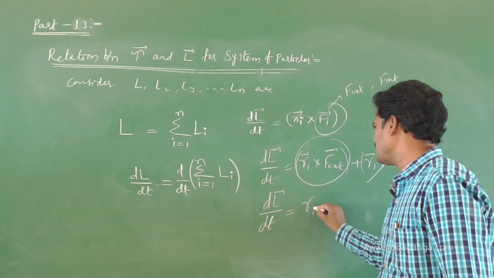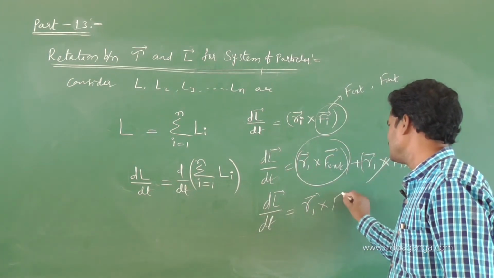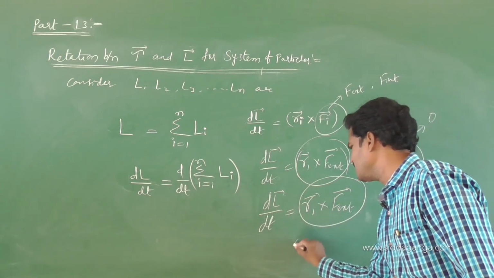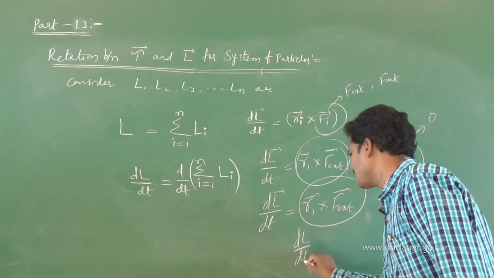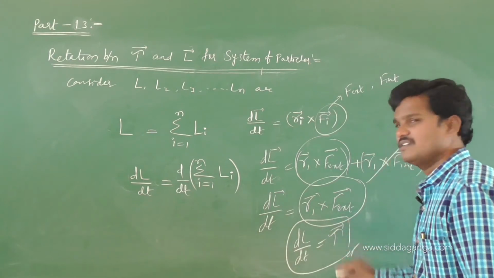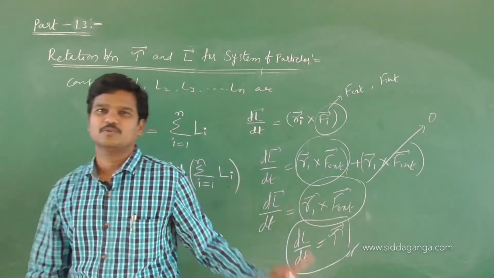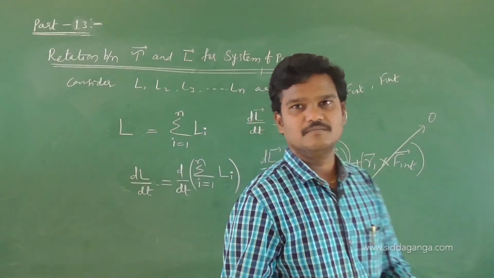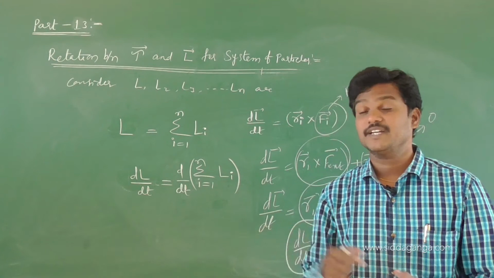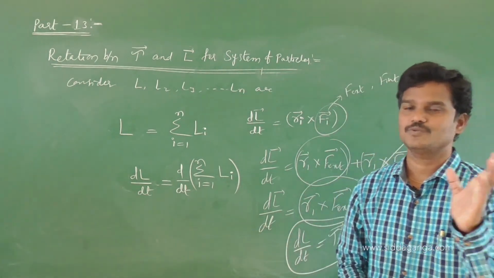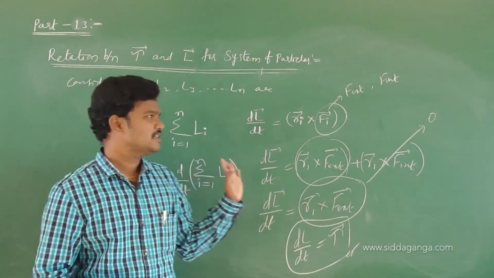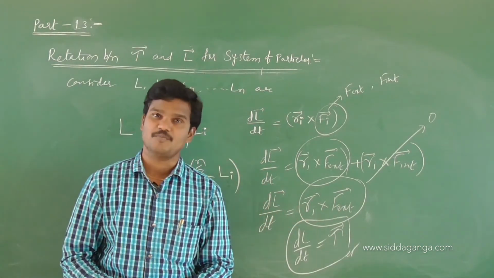Only this will be present: ri cross F external, which is equivalent to torque. Again the same derivation. No need to worry about this, I am just giving some idea. In the exam, if they ask, better you follow the previous derivation. Torque equals dL/dt, because I use L equals r cross p and applied the derivative. So this is the idea for systems of particles.